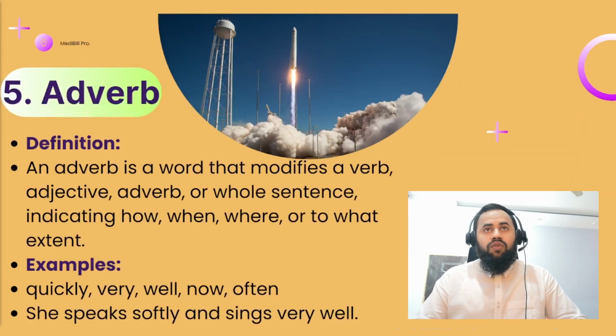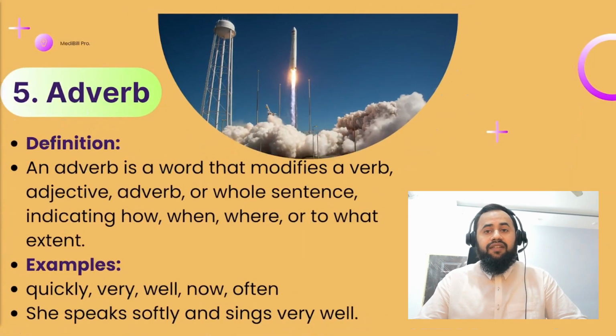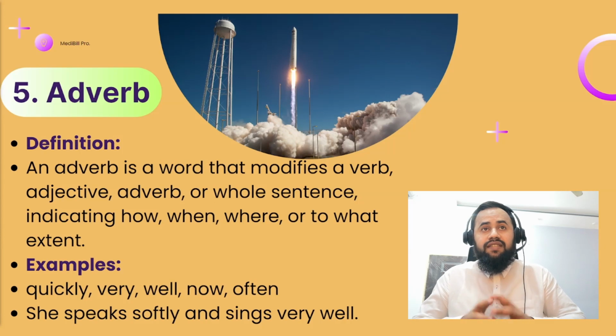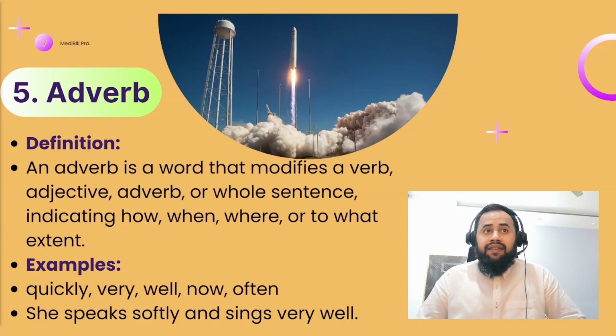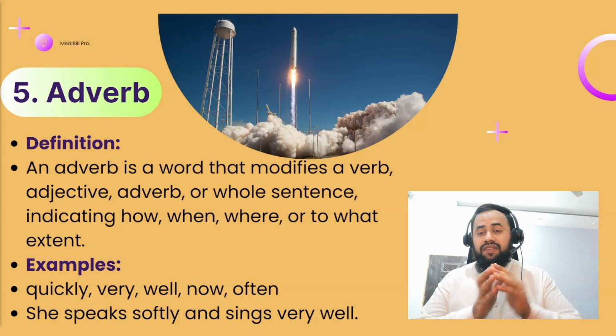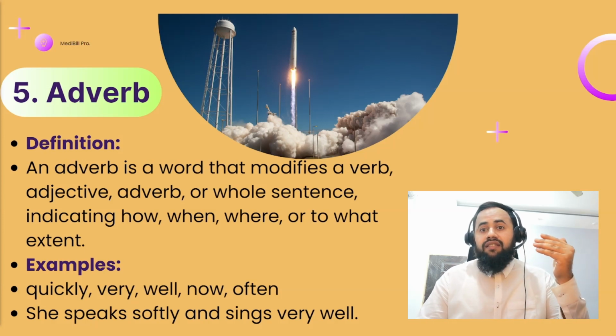Here we go. So let's see what we have over here. The fifth one is adverb. What is the definition of an adverb? An adverb is a word that modifies a verb. Okay. Adjective was something that was modifying the noun or pronoun.